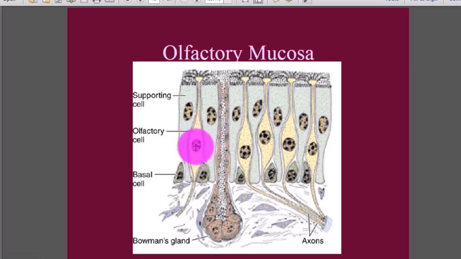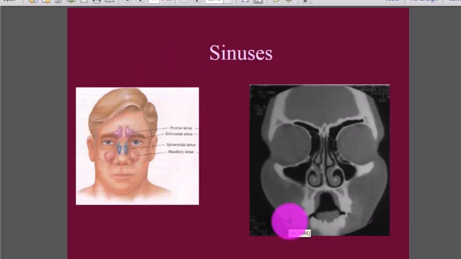Here the olfactory cells, support cells, Bowman's gland, axons. Sinuses: frontal sinus, isthmus, sigmoid sinus, the maxillary sinus.